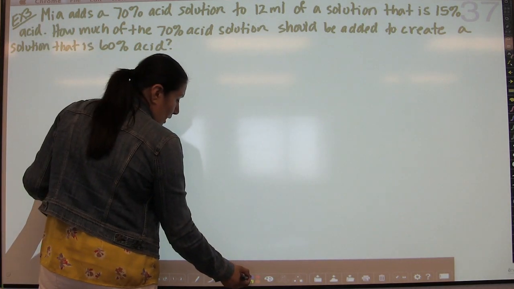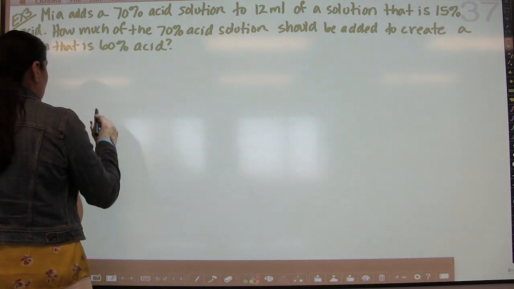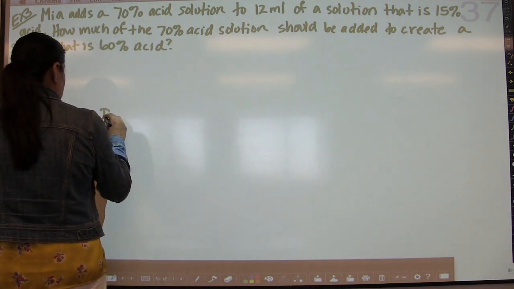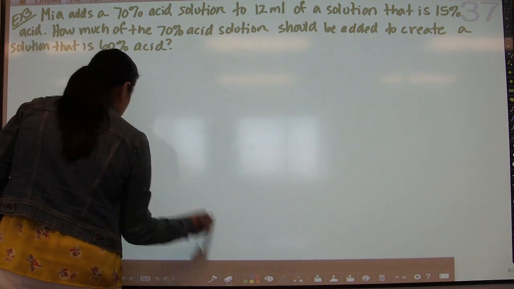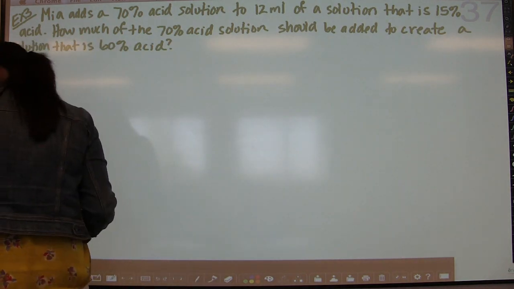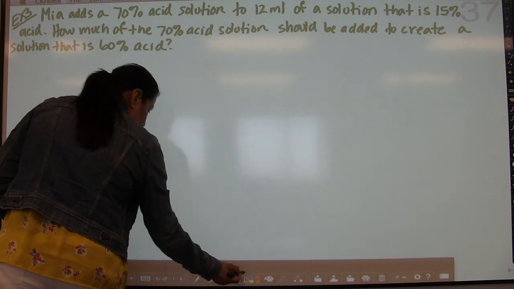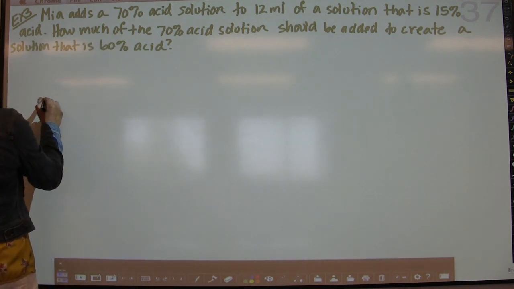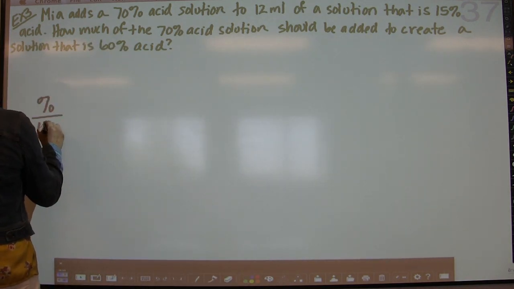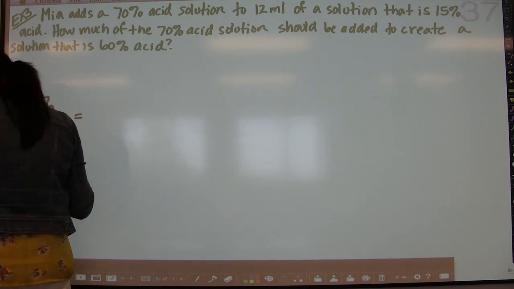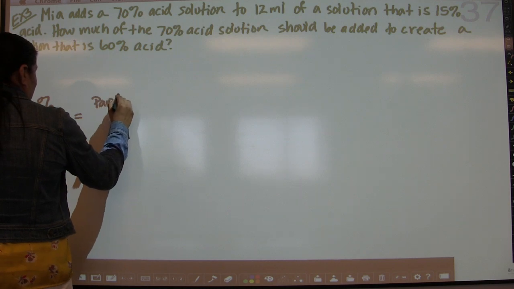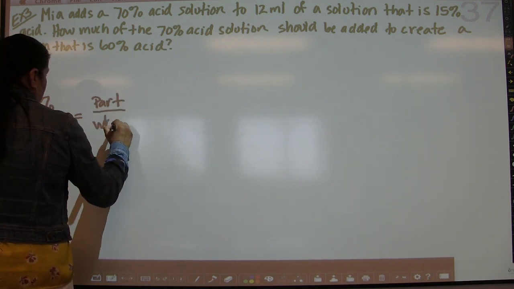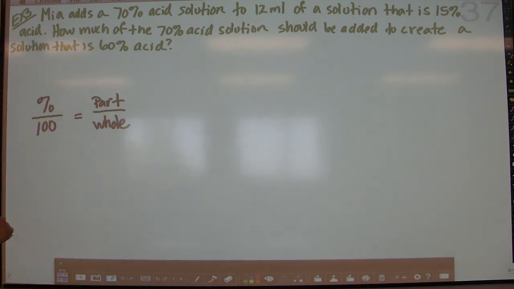So what we know about percentages is that you have the percent. Well, let's abbreviate that word. We don't need to write out the whole percent here, but basically the formula goes something like this. Percent over 100 equals the part over the whole. That's, in a nutshell, how you get percentages.